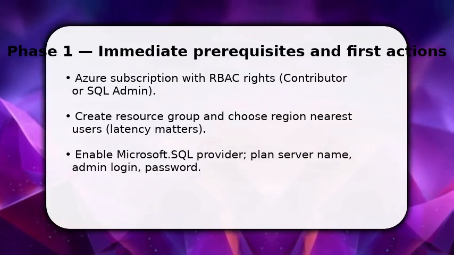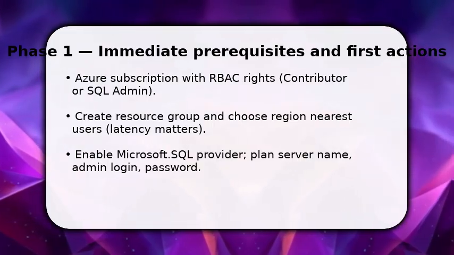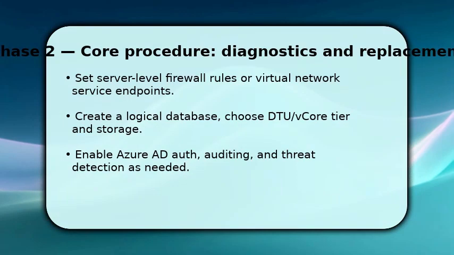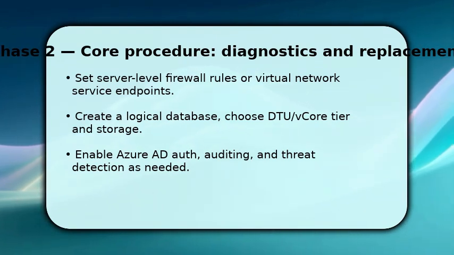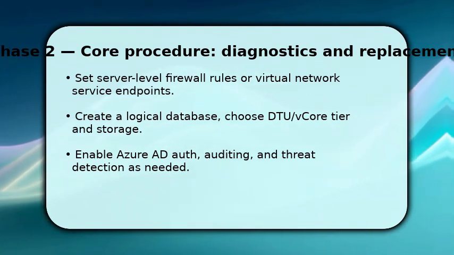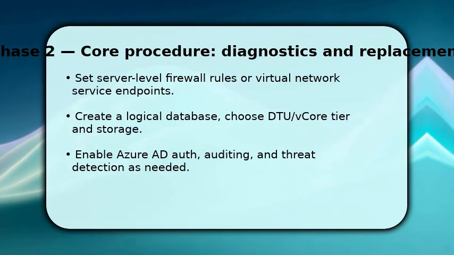Now move to networking and firewall basics so you can reach the server from your clients. Next, configure networking. Add client IPs to server-level firewall or integrate with a VNet using private endpoints. This controls reachability. Don't leave it open.